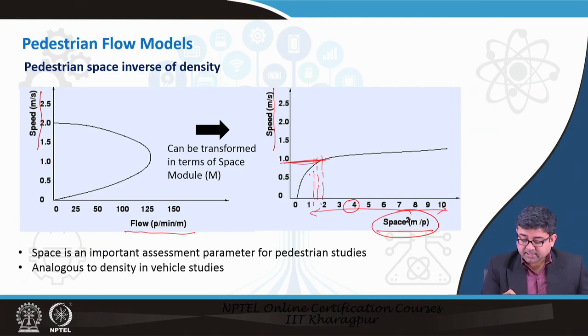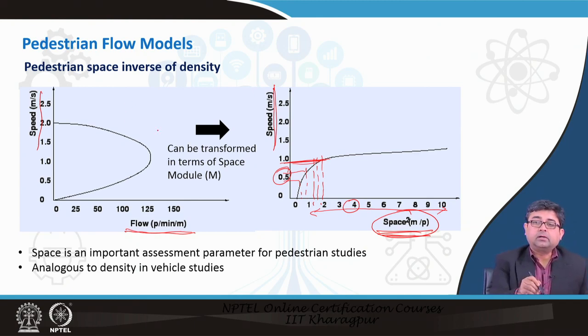However, yes, if the space is less than 1, then there is a much larger reduction in speed. So, in congested situations, when one person has less than 1 meter square for himself or herself, then their speed does get restricted. Okay. So, that is the idea of developing a relationship between space and speed, versus developing it between flow and speed, which is more of a vehicular relationship, and this is more of a pedestrian relationship.